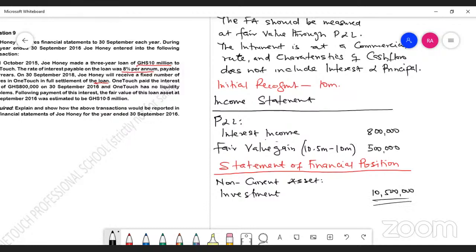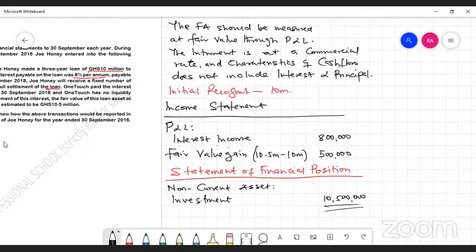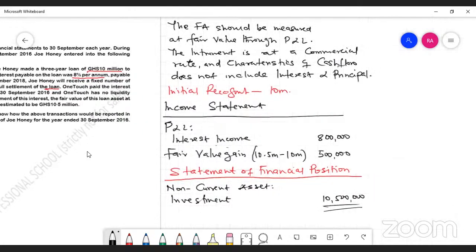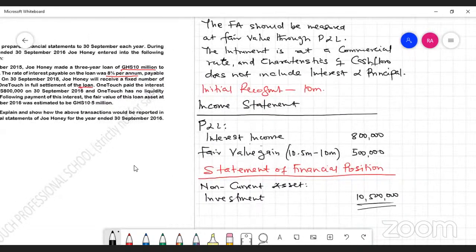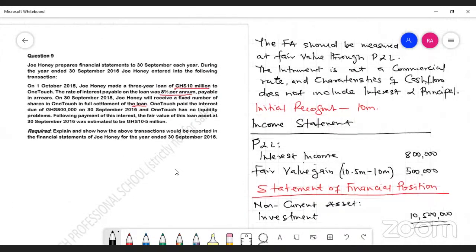Very simple and straightforward. The explanation is very important. Very, very important. So set a question. Just solve it simply like this, then we move. Okay, so you can take a shot if you want.